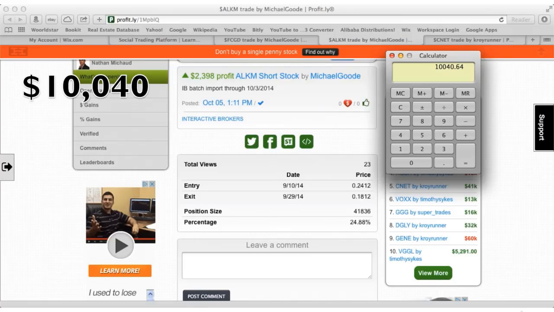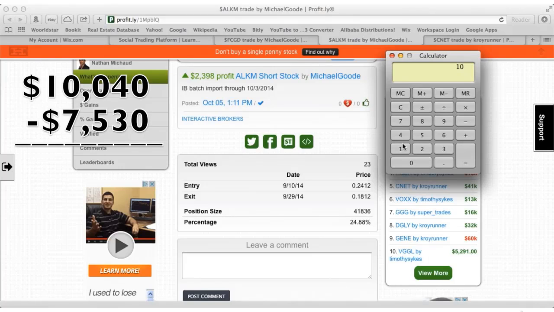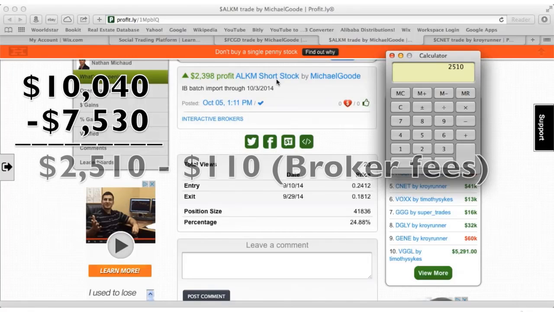Now he covered 19 days later on September 29th at 18 cents. That's how much he bought those same 41,836 shares back for. So let's do the math on that. 18 cents times 41,836 stocks. That's $7,530. Now we take $10,040 minus $7,530. And that's how you see he got that $2,500 profit. It's saying $2,400 over here because he probably had to pay his broker about $110 in commissions just for doing a trade for him. So that's how it worked.